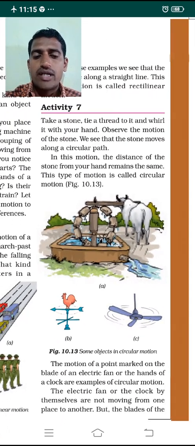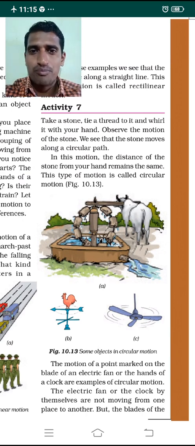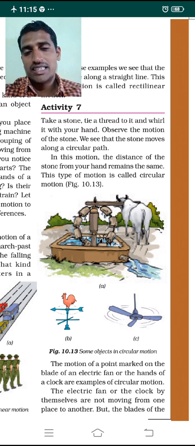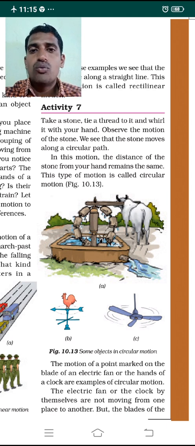Now let's go to the next type of motion, that is circular motion. It's quite simple. You might have played this when you were in second, third or fourth standard. Take a stone, tie a thread to it, and whirl it around your hand. So rotate it around your hand.